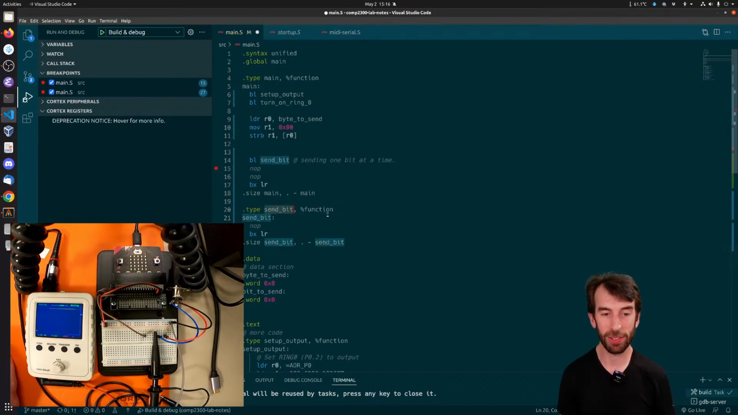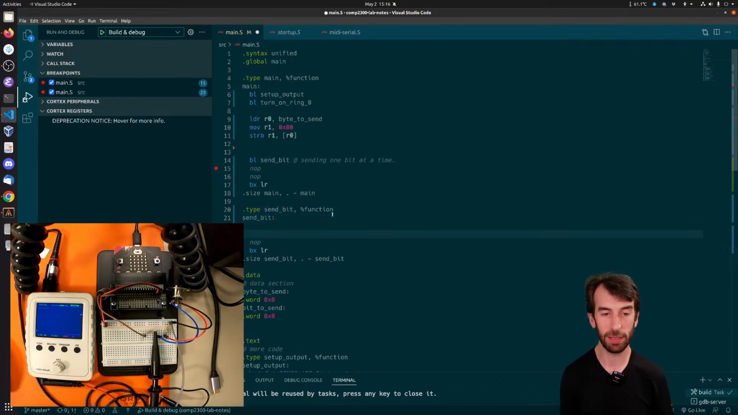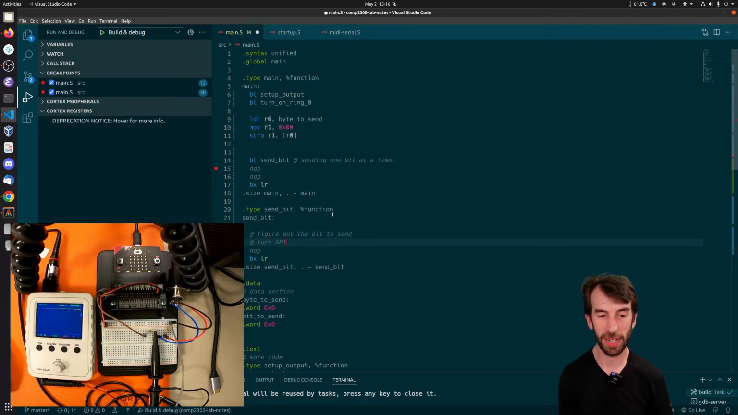So what the send bit function is going to do is set up the bit, or figure out the bit we're up to. Turn GPIO on or off, depending on what it is. So on, it should be high, or off should be low, or off for 0.